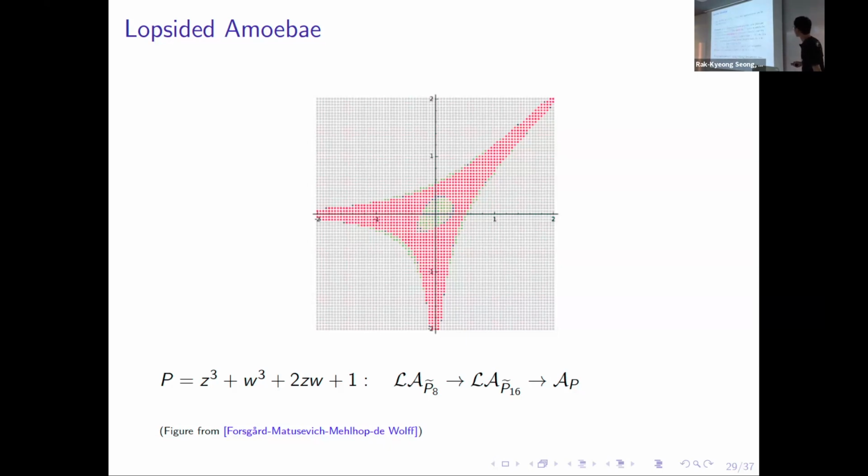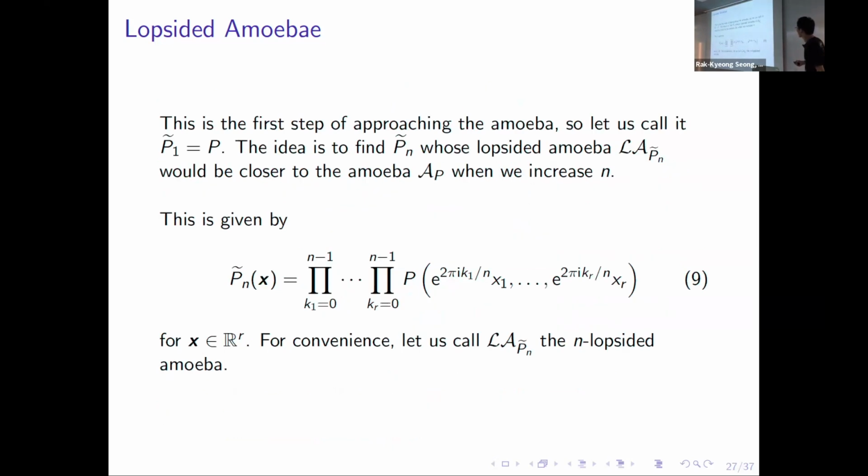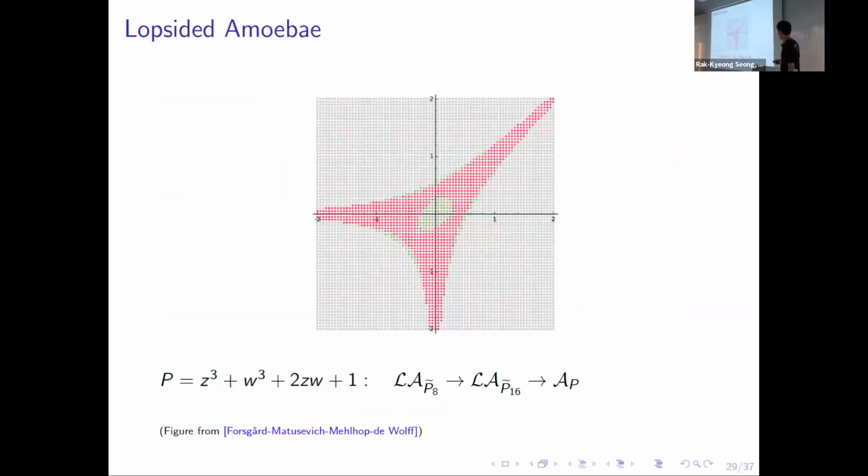So P is given by this complicated expression, and in this way you can do this approximation by computing the following definition of lopsided amoeba. But at n equal to 16, it's already a very good approximation. There are only very few points living outside the actual amoeba.